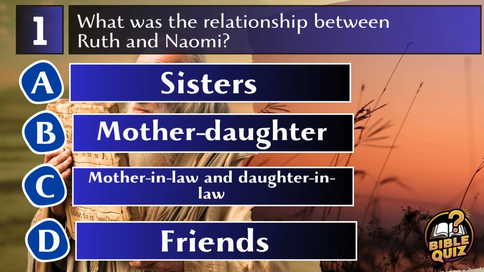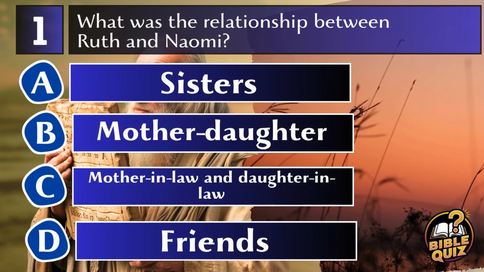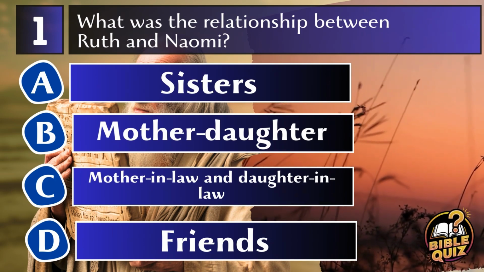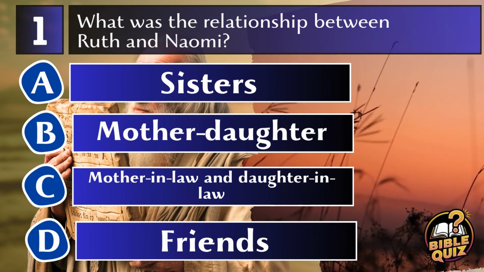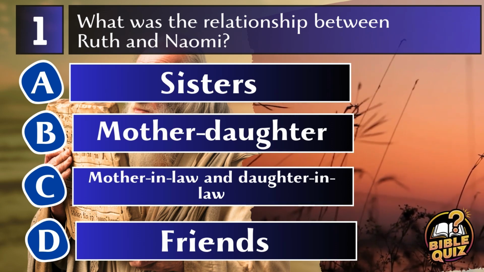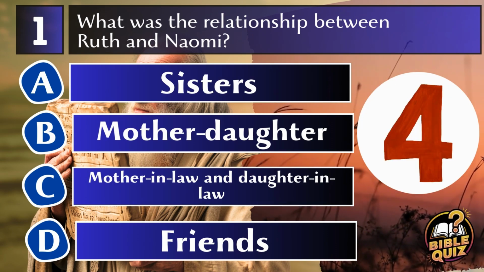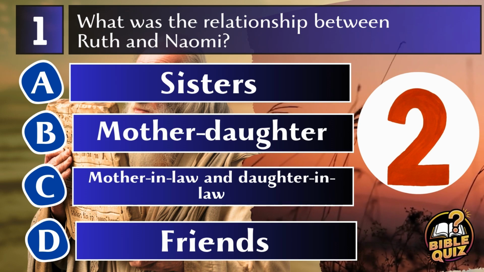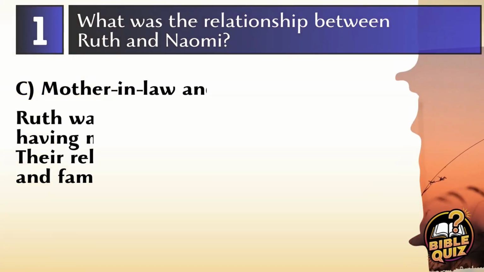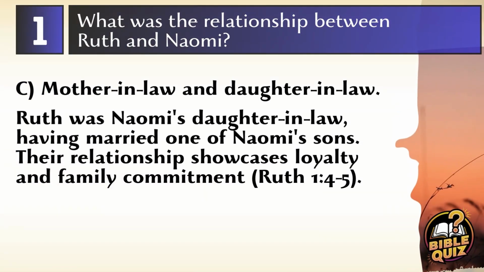Question 1. What was the relationship between Ruth and Naomi? A. Sisters. B. Mother-daughter. C. Mother-in-law and daughter-in-law. D. Friends. Answer: C. Mother-in-law and daughter-in-law. Ruth was Naomi's daughter-in-law, having married one of Naomi's sons. Their relationship is a key part of the narrative, showcasing loyalty and family commitment.